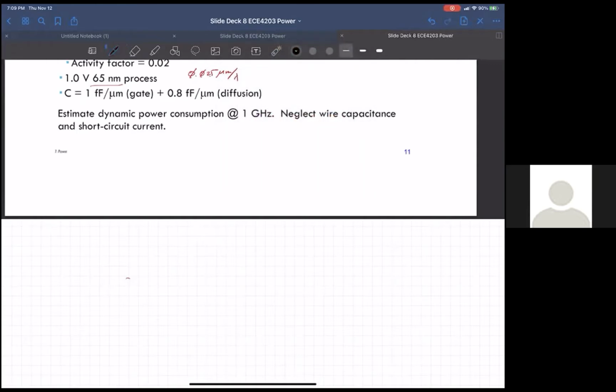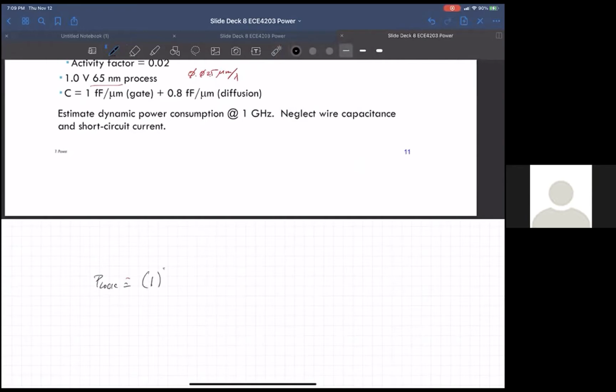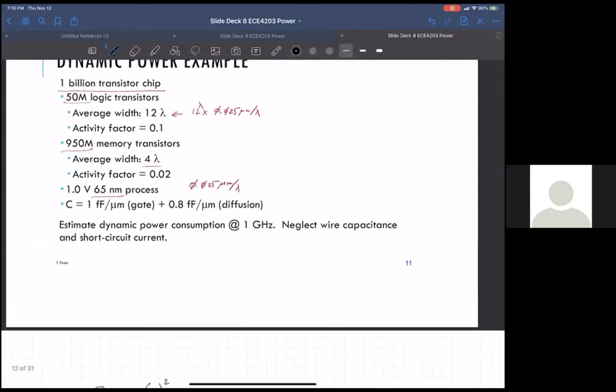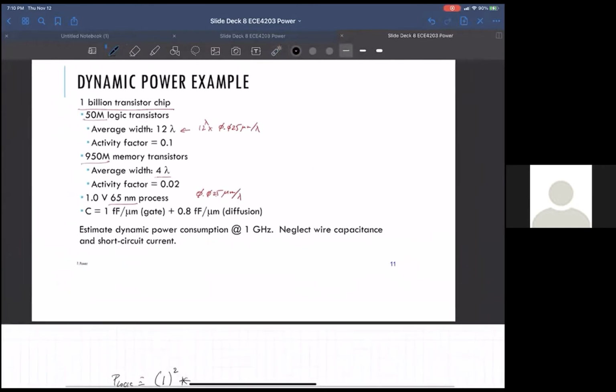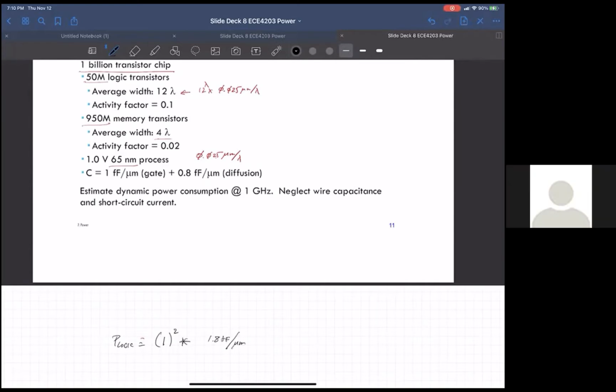Okay, well, accidentally deleted it. But it's going to be the voltage, which is 1 squared, right? Yep. Then times the capacitance, which you have to multiply that number that you're given. Wait, actually, do you take that full capacitance, so the 1.8, you add those two, right? Yep, you'll add the two. So it's basically you end up with 1.8 femtofarads per micron.